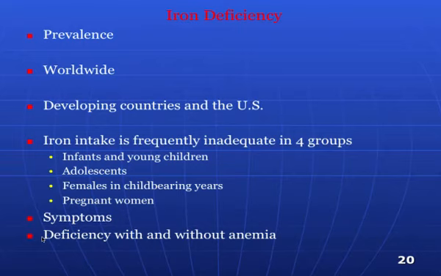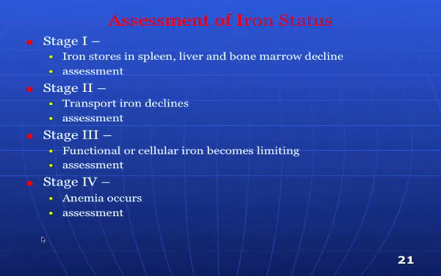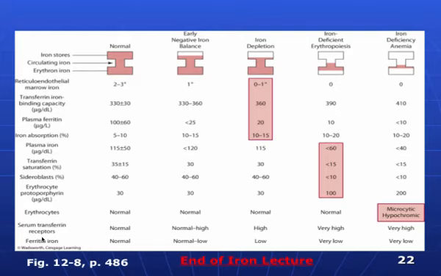Okay, one of the things I mentioned before was a lot of people are iron deficient but don't have anemia. So anemia is the last stage of iron deficiency. So we're going to go through and look at stages, and this is related to your lab report as well. This is the same table that's in your lab handout.